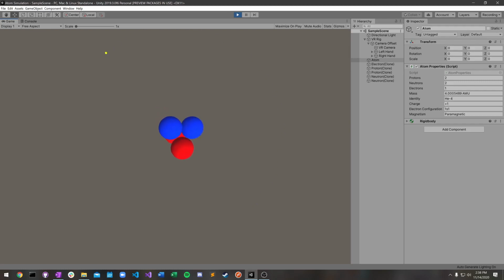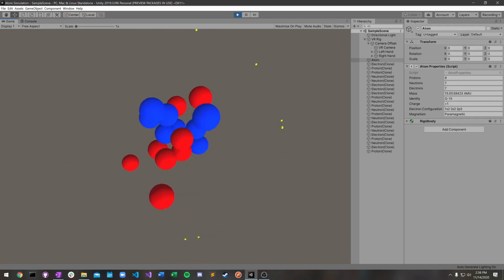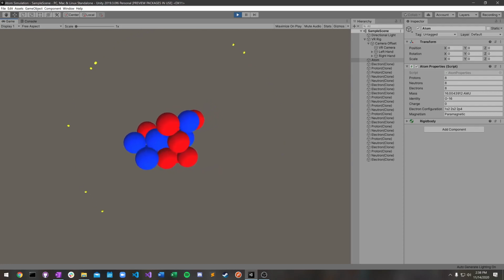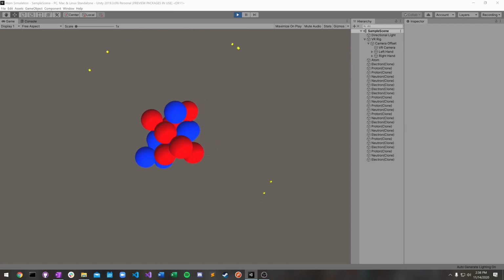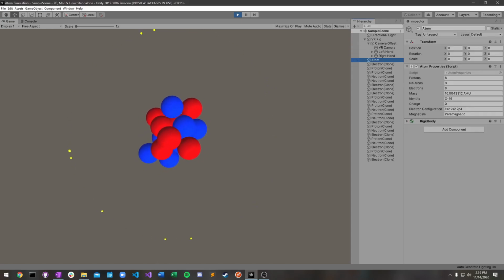I can also add neutrons, and I can add more electrons. And you'll see all that information changing over here. So let's go up to 8 protons, which should be oxygen. And you'll see that is what the editor says. Oh, one sec. Yep, oxygen 16, net charge of 0. That electron configuration looks correct.